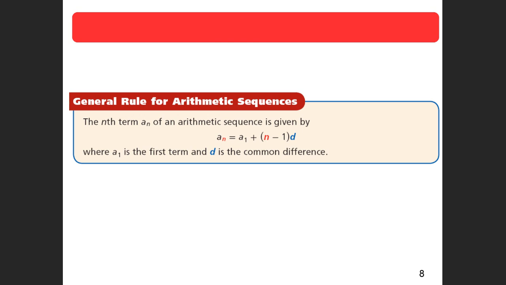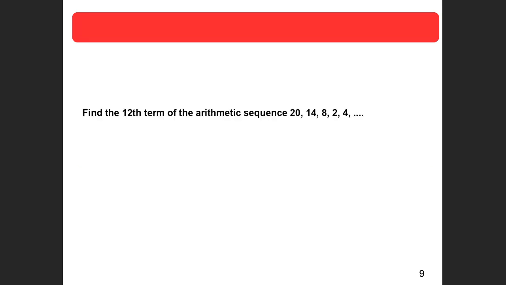The general rule for an arithmetic sequence, and we did this already, I don't know why they put the d behind, I always put the d in front. So if you're dealing with an explicit rule, a sub n is equal to a sub 1 plus your difference d times n minus 1. So all you really need is the first term and the common difference. And then you can write a general rule for that sequence. So let's find the 12th term here.